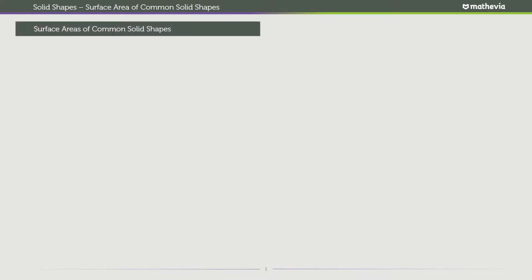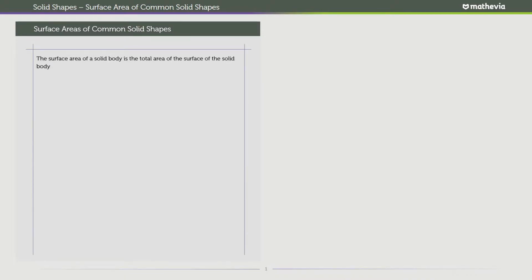So, solid shapes, surface area of common solid shapes. Now, the surface area of a solid body or of a solid shape is the total area of the surface of the solid body. Okay, and what does this mean?